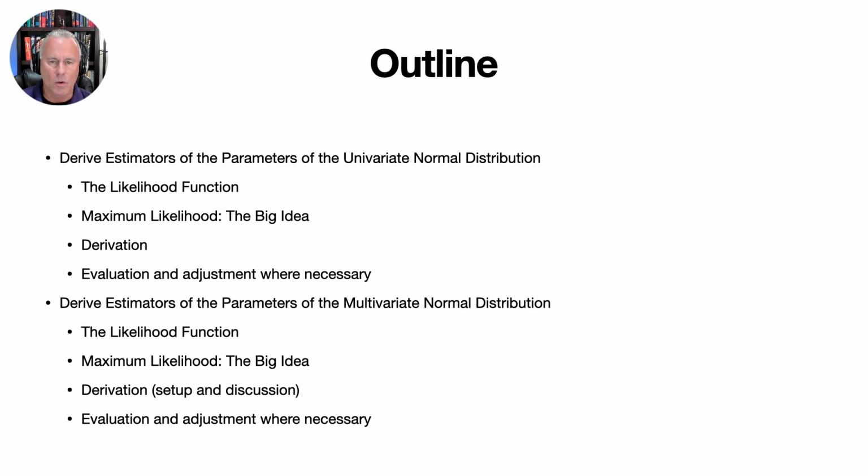Because for the multivariate normal, we are now working with vectors and matrices of parameters rather than scalars, the mathematics are a bit more involved, and so we don't show the derivation details, but we proceed by and rely upon analogy with the univariate normal derivation to provide solid conceptual understanding. We find that the estimators obtained for the parameters of the multivariate normal are natural generalizations of the estimators obtained for the univariate normal. Finally, we evaluate these maximum likelihood estimators from the standpoint of bias and make adjustments where necessary. So we've got a lot to do. Let's get to it.